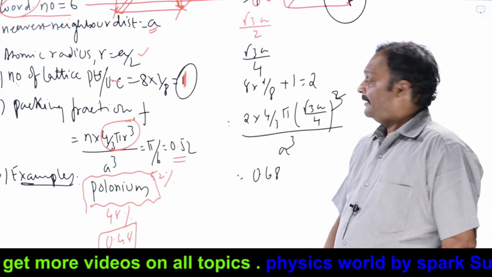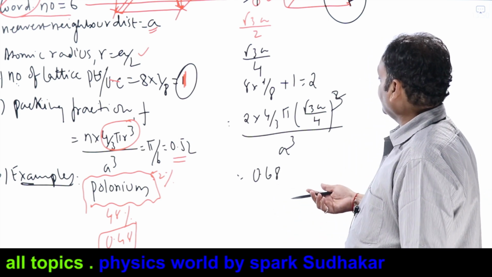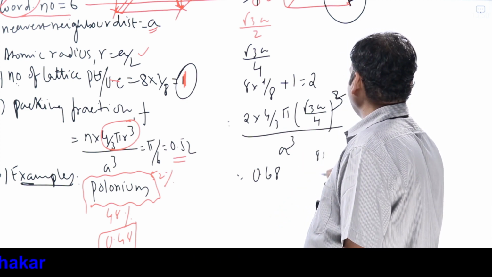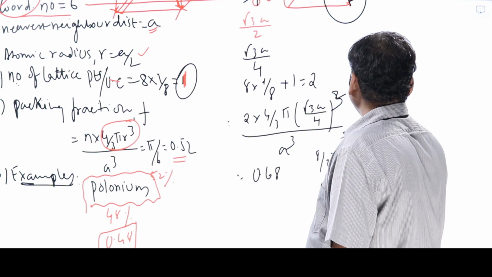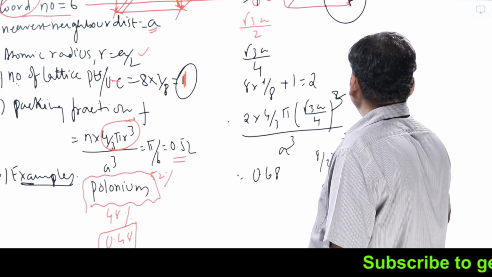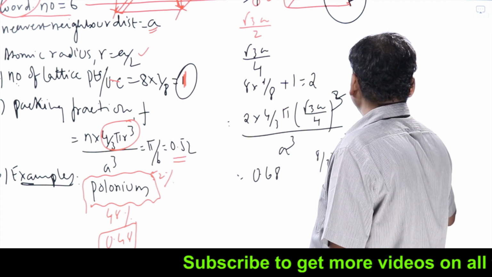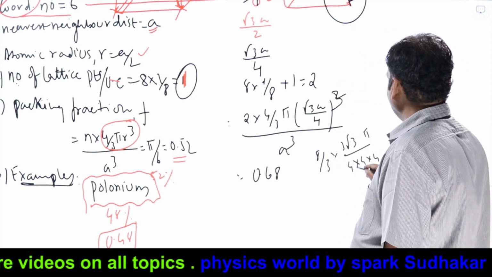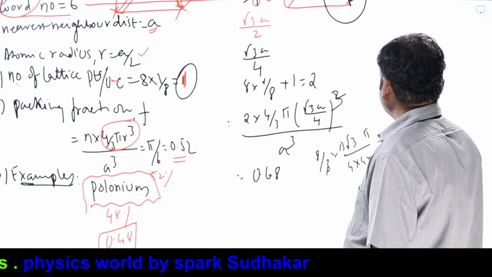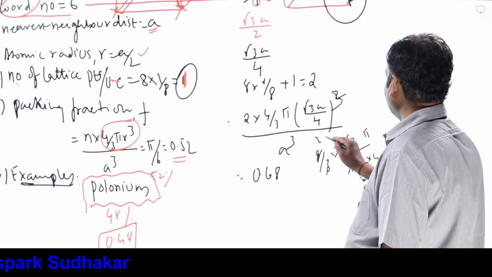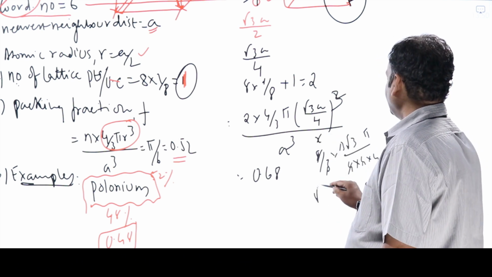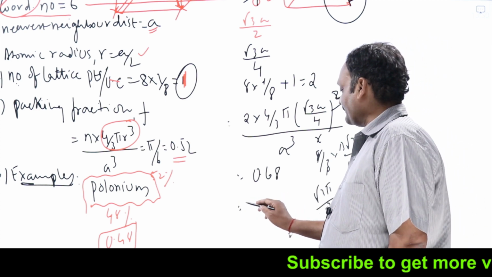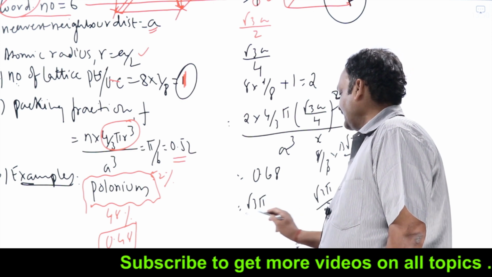0.68. In terms of fraction also you should remember, I told you. That is nothing but 8 by 3 into 3 root 3 by 4 cube, 4 into 4 into 4. Pi is also there. 3 gets cancelled. 4 2s are 8, so 2 remains. That is root 3 pi by 8 you will get. Yeah, root 3 pi by 8.